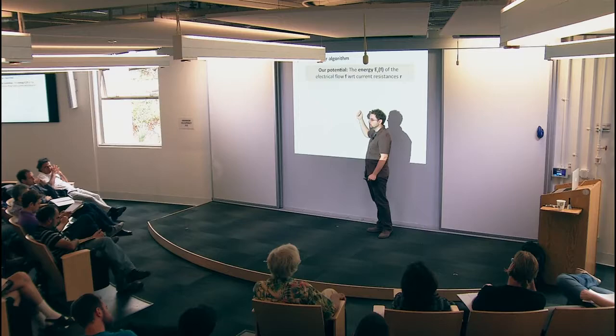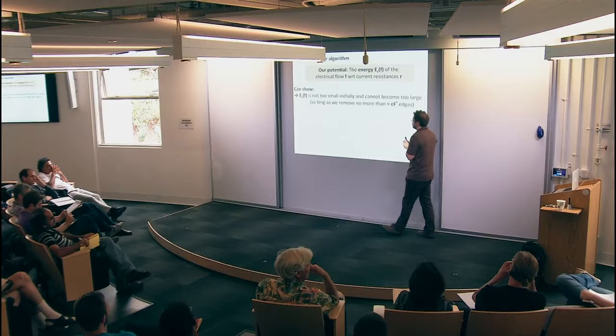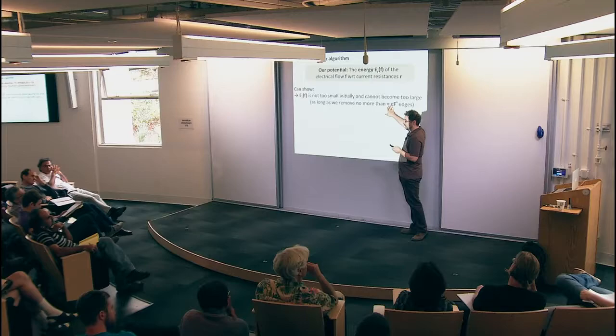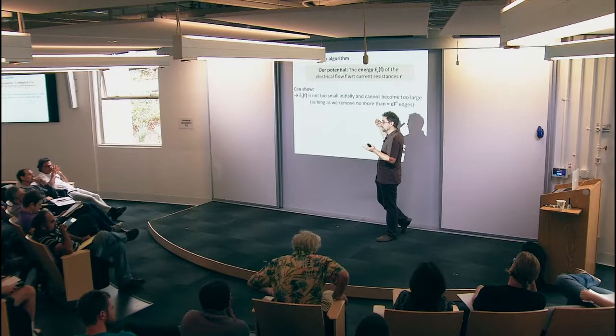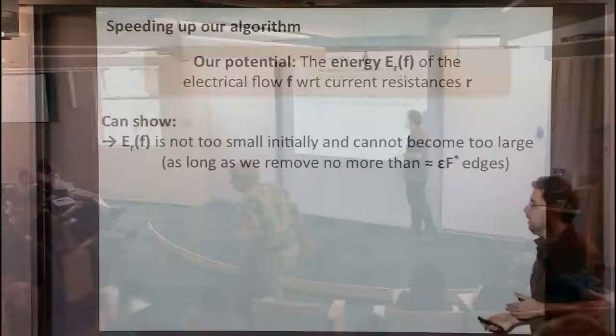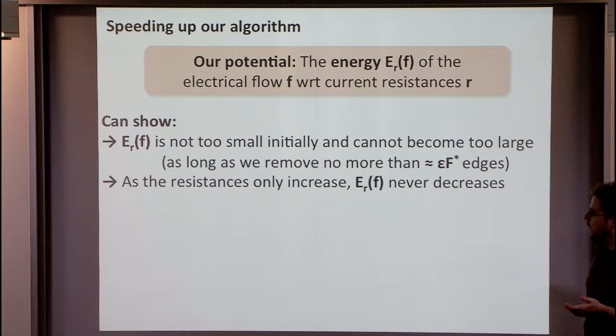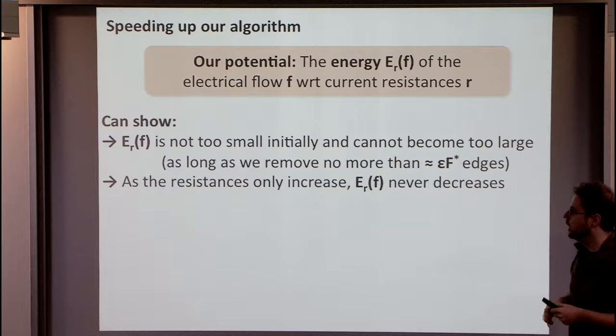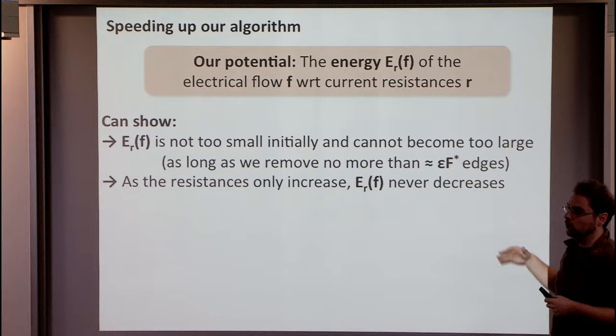And then what you can show is that initially, this energy will not be too small. Okay, and also it can't become too large. Essentially, unless you remove too many edges from your graph, there is some upper bound on the energy that it can ever attain. So you have a potential that has a good lower bound and upper bound. Also, the way the multiplicative weight update method manipulates the resistances makes them always grow. Essentially we're always increasing our resistances; we never decrease them. Because of that, we know that this potential, this energy, is never decreasing either. Okay, so it can only grow.